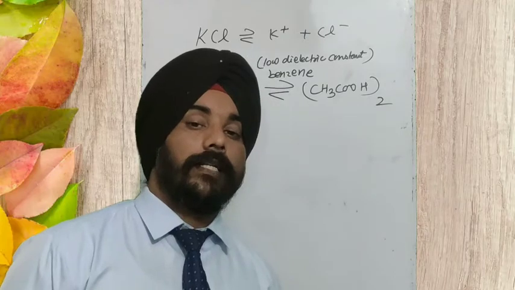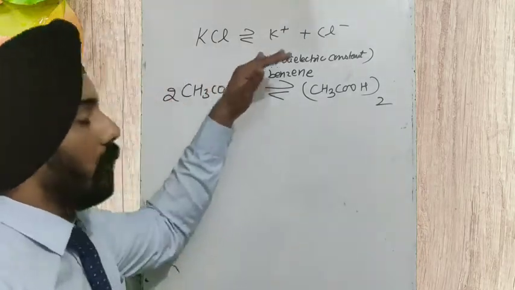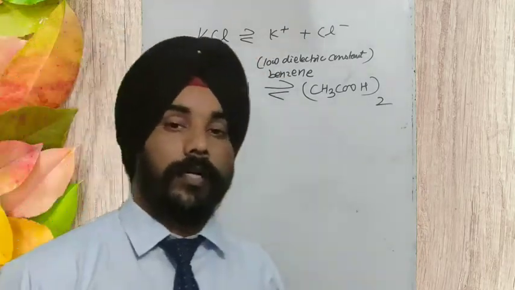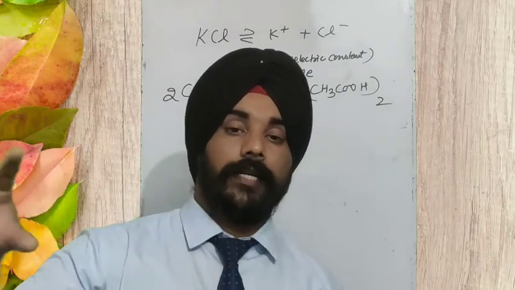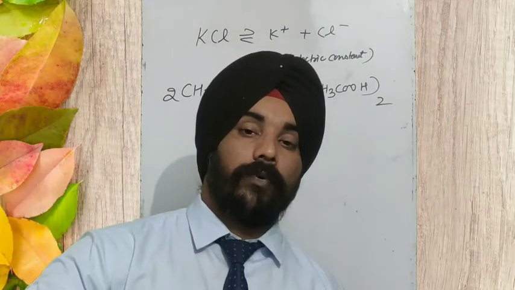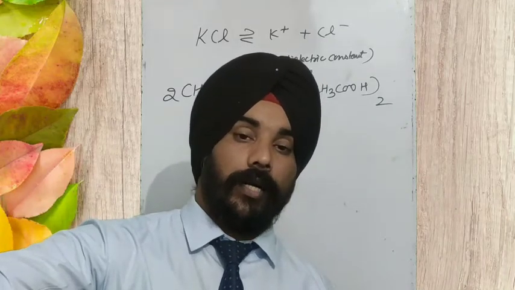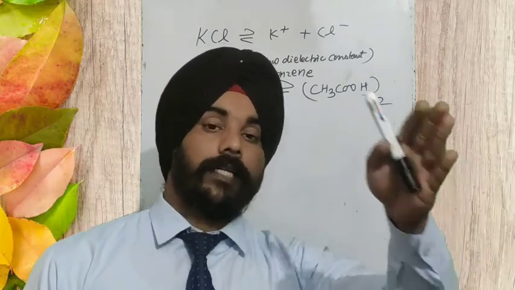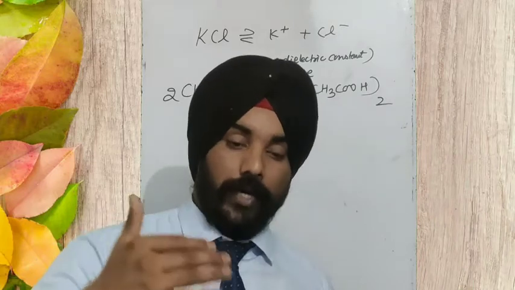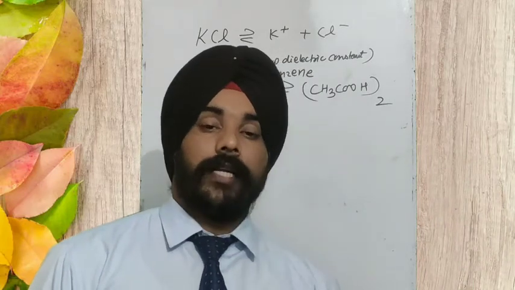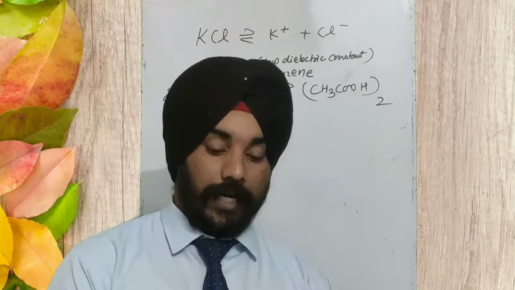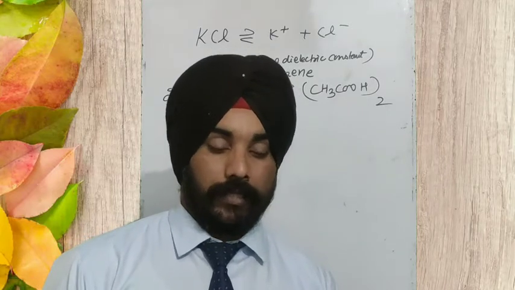If the number of particles decreases, that means the colligative property is going to decrease. Colligative property is directly proportional to the number of moles of solute particles. If the number of moles of solute particles increases, colligative property increases. If it decreases, the colligative property decreases. Okay, so it is a simple phenomenon.